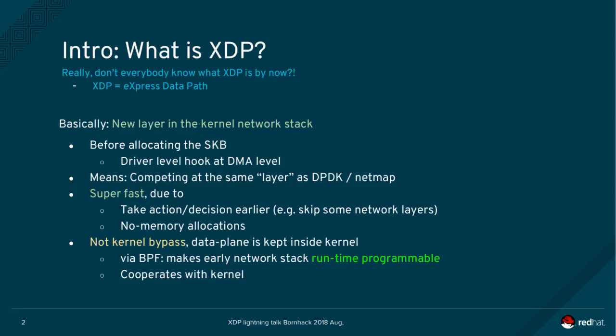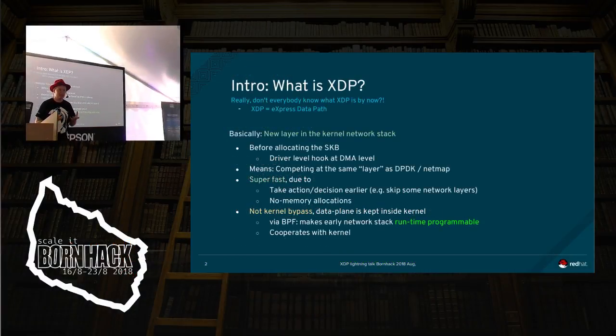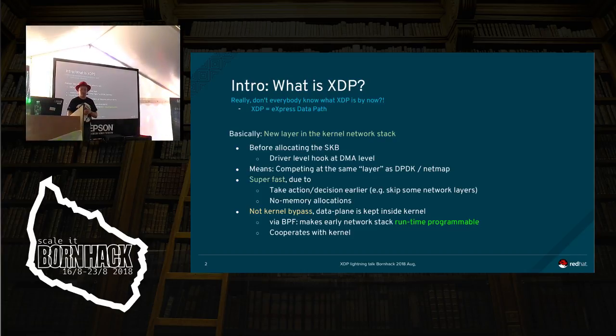But I guess not all people know it, but it's actually kind of revolutionary what we did. So it's basically a new layer in the network stack, before we allocate our metadata structure called the SKB in the kernel. And it works on the driver level hook. So we now have a hook in most of the drivers, the high-speed drivers at least, just after the DMA gets synced to the CPU.